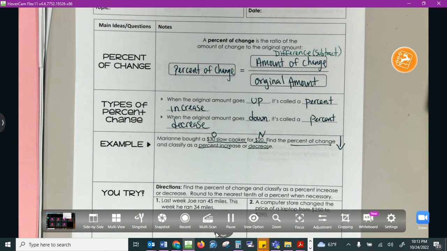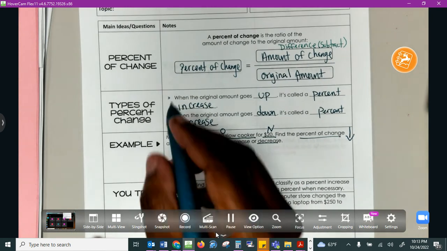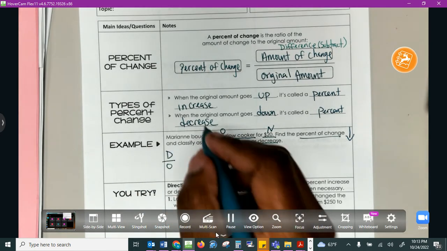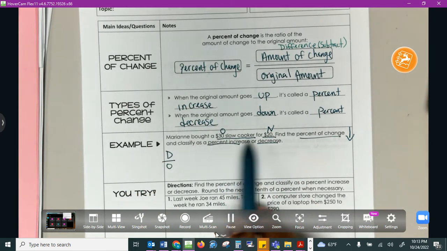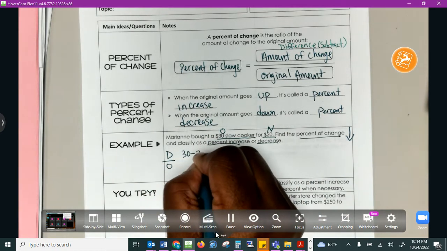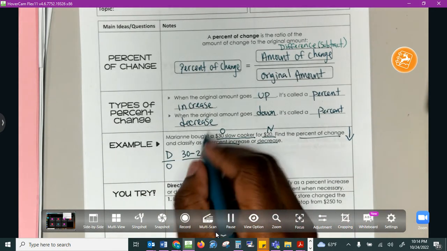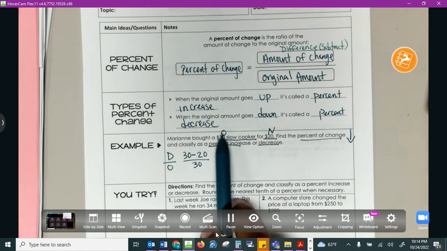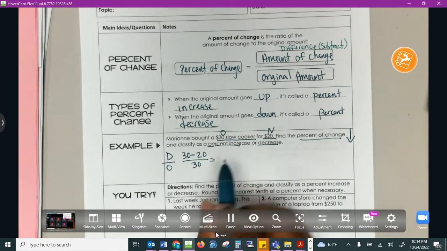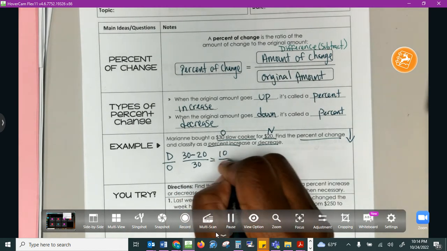And for us to determine what is the decrease percentage, we need to find the difference over the original. So the difference, it doesn't matter what number you put first, but remember, we want it to be a positive number because our percentage needs to be positive. So the difference will be 30 minus 20 over 30, because 30 is the original amount or the oldest amount. So when we do that, 30 minus 20 is 10 over 30.